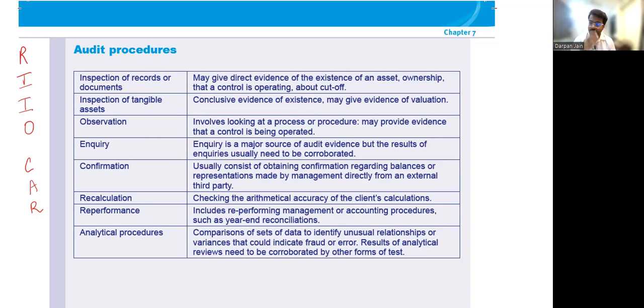So R was recalculation. What did you do in recalculation? You did the arithmetical calculation to see whether that arithmetical calculation is correct or not, right? I was inspection of records or documents, where you examine the records or documents. I, inspection of tangible assets, where you saw whether the tangible assets are existing or not. You did a physical inspection.